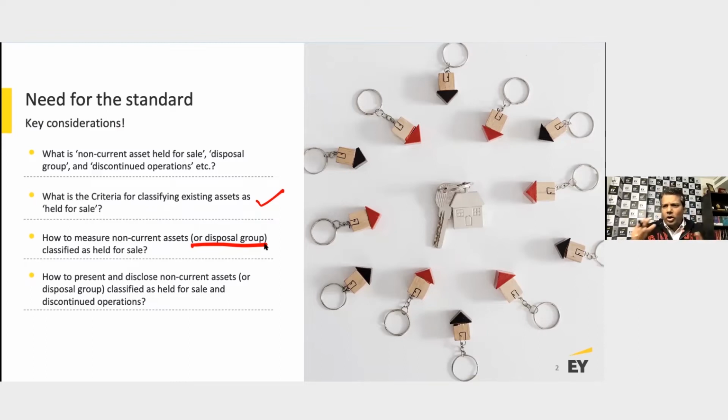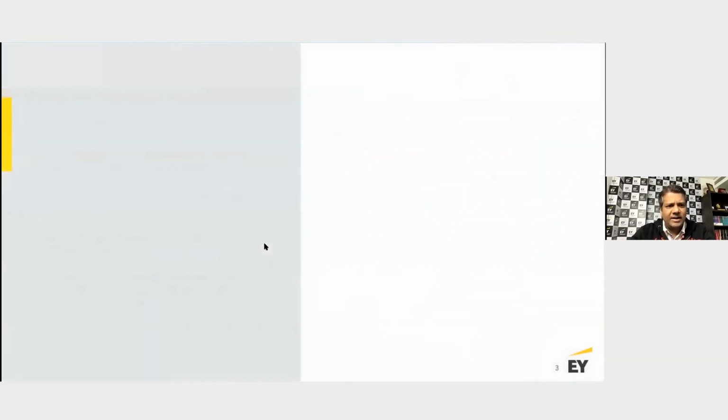So all in all, these are the important concepts. What is a non-current asset held for sale? What is a disposal group? What is a discontinued operation? How do you look at the measurement? How do you look at the presentation? What are the criteria you need to meet to classify something as held for sale? All of that is what we intend to discuss and understand.